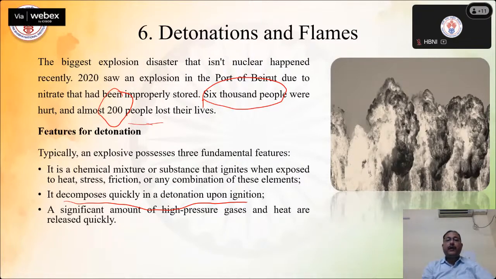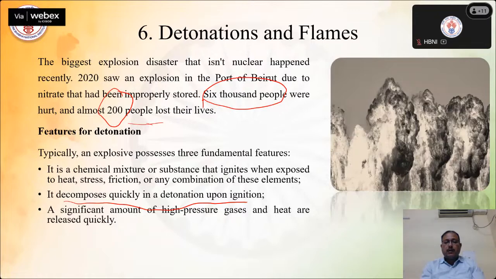Third is a significant amount of high pressure gases and heat are released quickly. So what we call in our domain is a huge amount of energy being liberated. So it is also evident that we have to think about this thing.